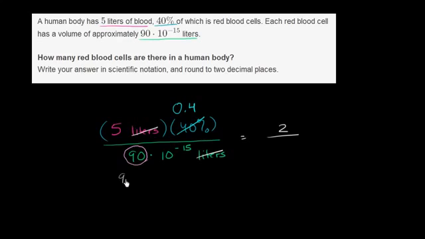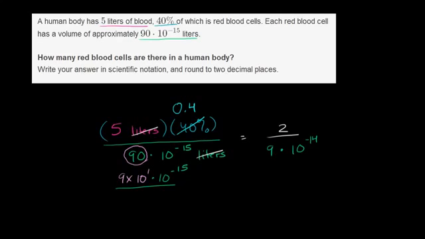90 is the same thing as 9 times 10, or you could even say 9 times 10 to the first, and then you multiply that times 10 to the negative 15, and this simplifies to 9 times 10 to the, well, let's add these two exponents, 10 to the negative 14. And now we can actually divide. And let's simplify this division a little bit.